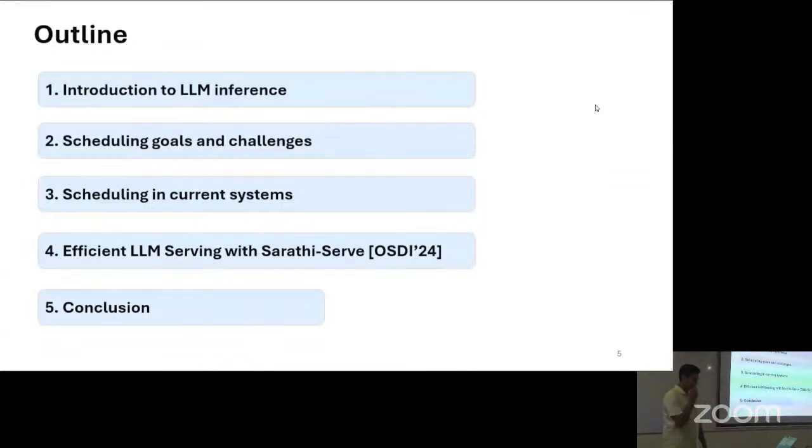Right. So given this context, in this talk I'm going to go through the following points. One is I will introduce what is LLM inference, basically how these models are served. From a scheduling point of view, what are the goals and challenges? How current systems schedule different requests of different users, right? And then I'm going to particularly focus on a work that we have recently done called Sarathi-Serve, where we try to optimize the scheduling of these language models. Finally, I'll conclude, and if there is time, then I can talk about some other things as well.